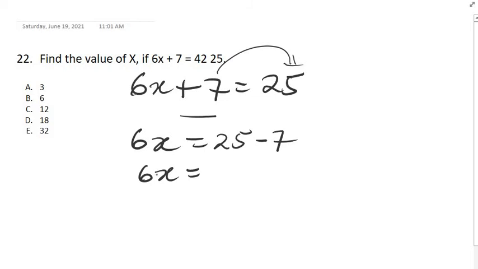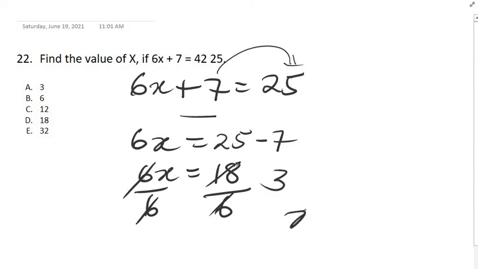I want you to try. 25 minus 7. That will give us 18. You're right. So to get x, we divide both sides by 6. 6 cancels 6. 18 divided by 6 will give us 3. So x equals 3. The right option will be A, which is 3. Question 23.